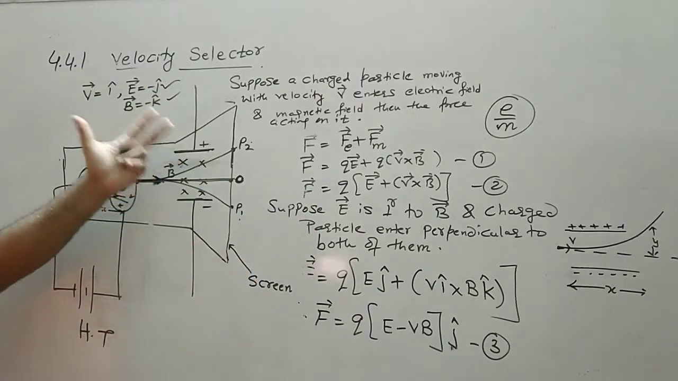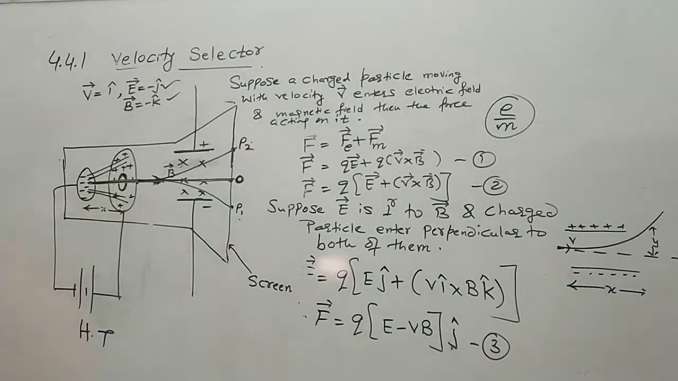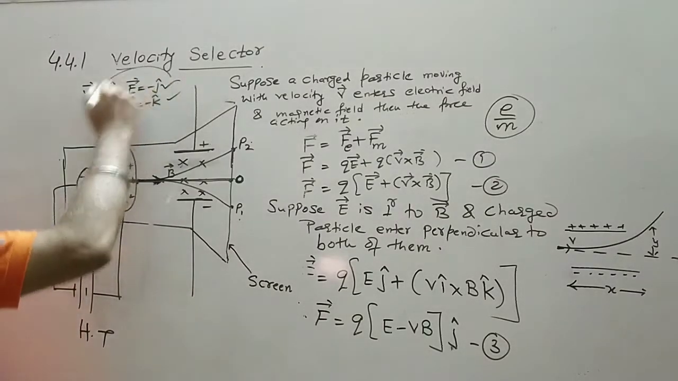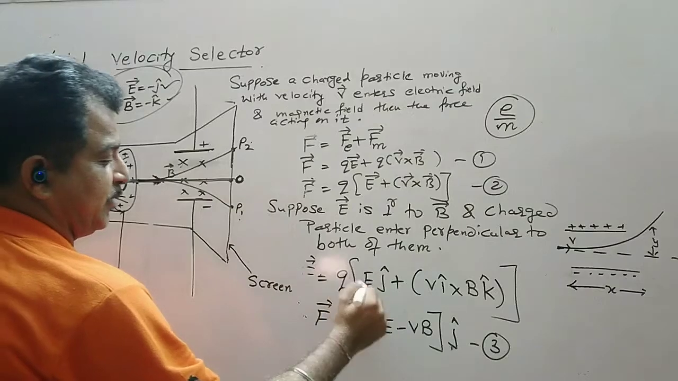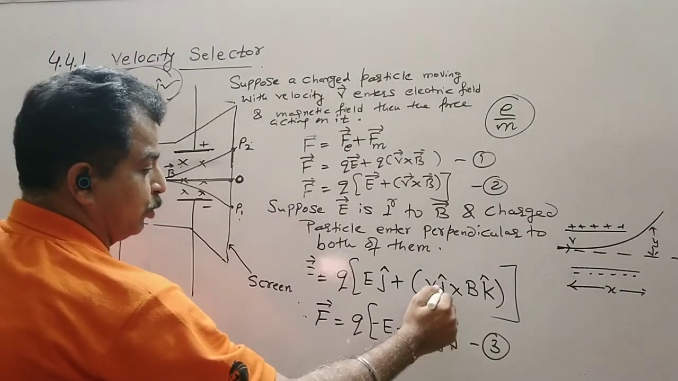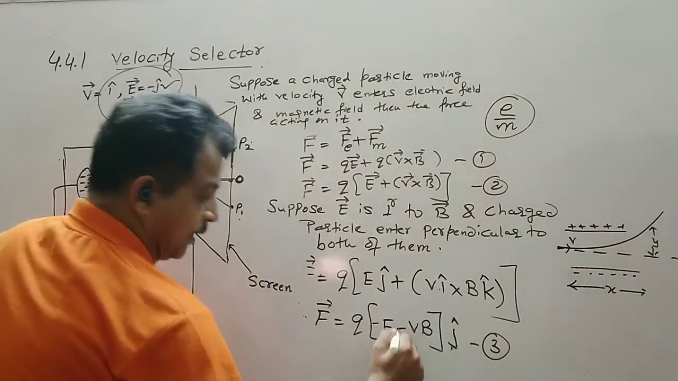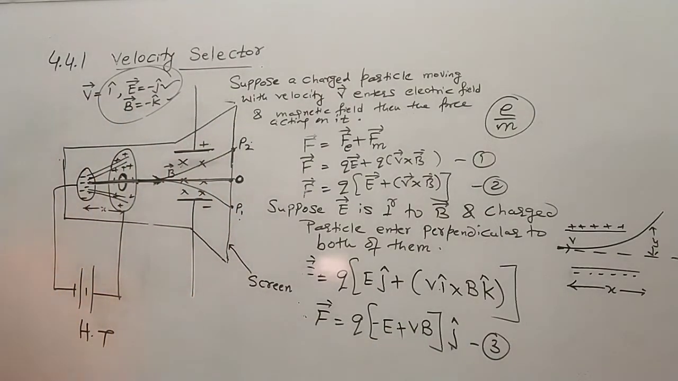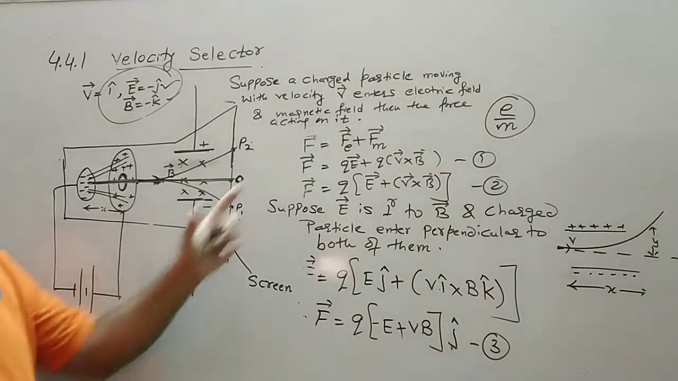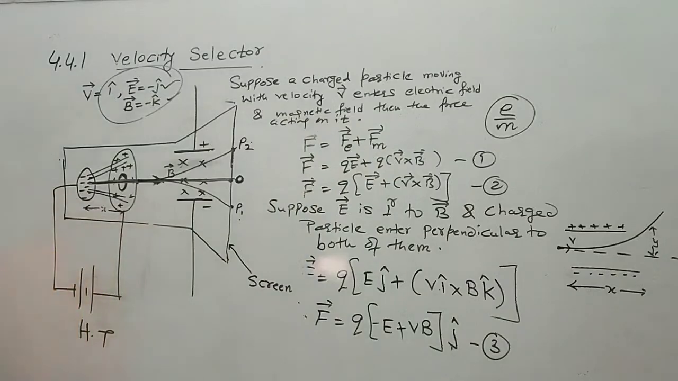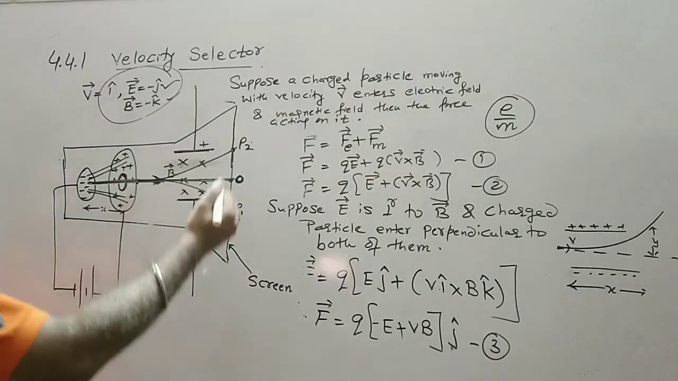Now how can this experiment determine the value of e by m? Clearly, if I put this convention here, this is minus E and this comes out to be I cross minus K, so it comes out to be plus. So I have to make an arrangement again where Fe will be equal to Fm. Now, how is this determined?